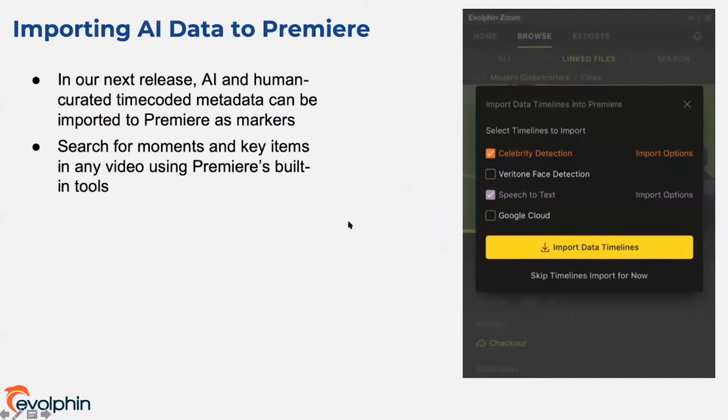Sneak peek at one of our new features coming out in the next version of our plugins. We're going to have the ability to import those data timelines as Premiere markers on the clip. So that way, if AI has gone in and identified faces or identified objects, or a human's gone through and logged key moments, you're going to be able to import those as clip markers in Premiere, so you can use Premiere's built-in marker tools to search and find what you need. So it's just another way that's going to make your workflow even faster using Premiere's built-in tools.